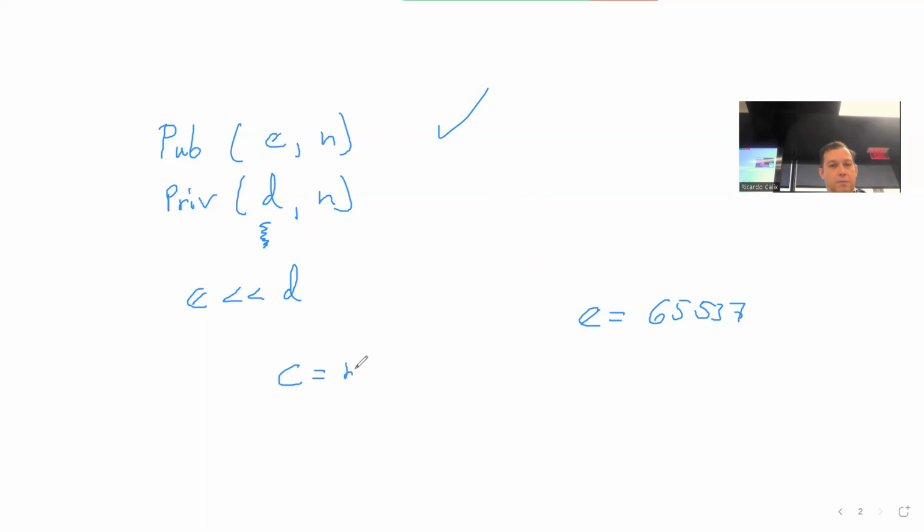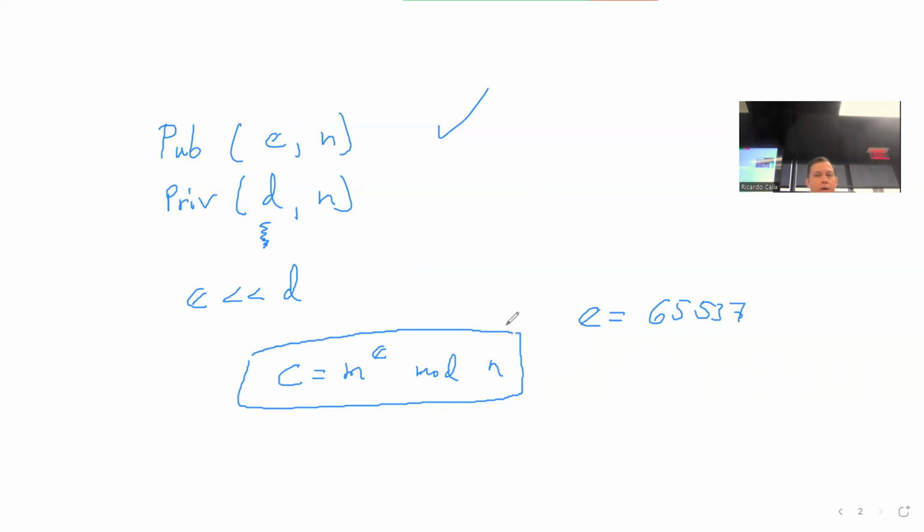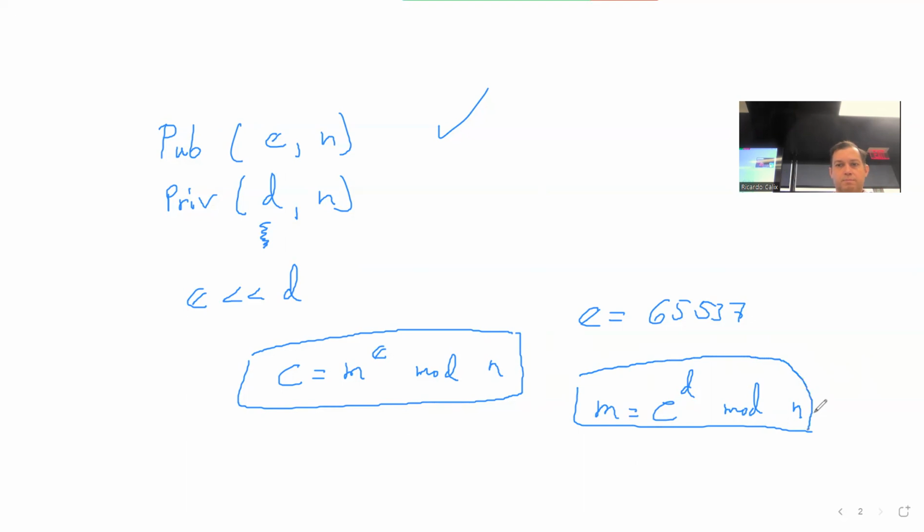All right, then we know, and this is also important for today's quiz, you have M to the E, mod N. So this is pretty important. A lot of this RSA is really the same idea. We're just playing with it. I think breaking it is how a lot of this might click in your head, because it's really interesting. And then for the message, it's going to be C to the D mod N. Okay, so that's basically the approach.